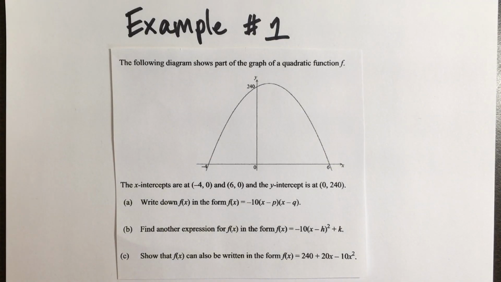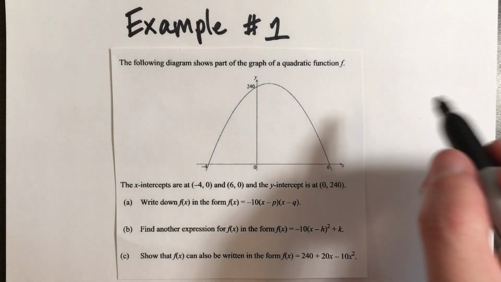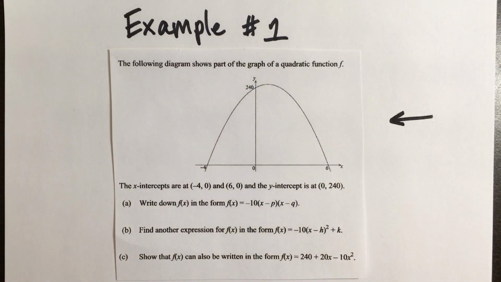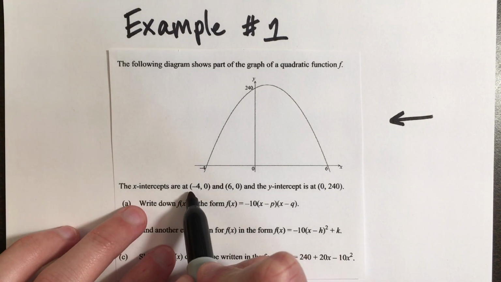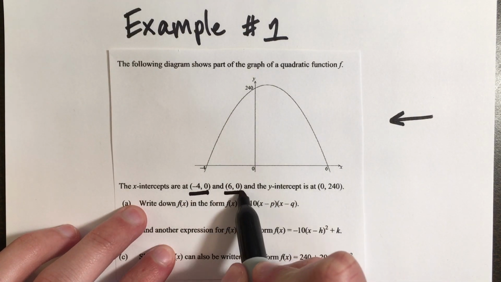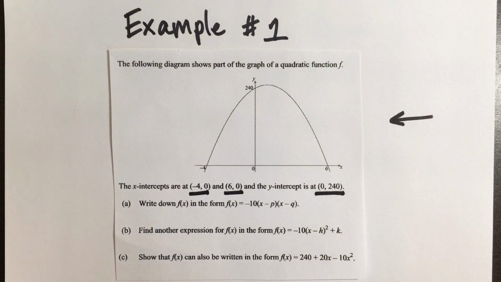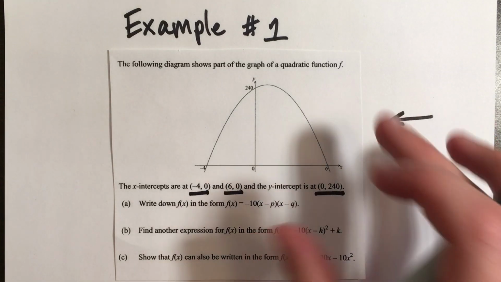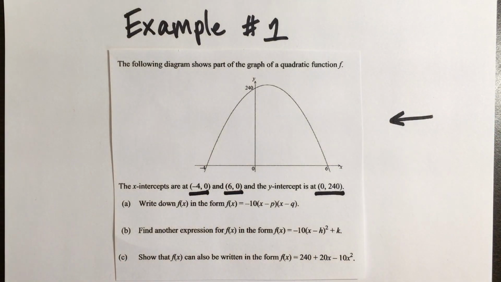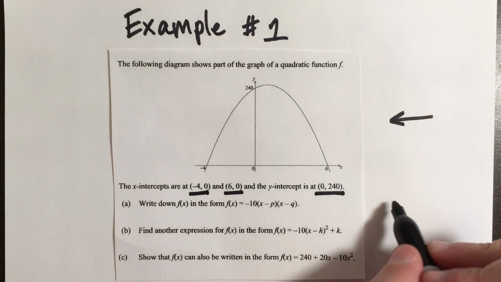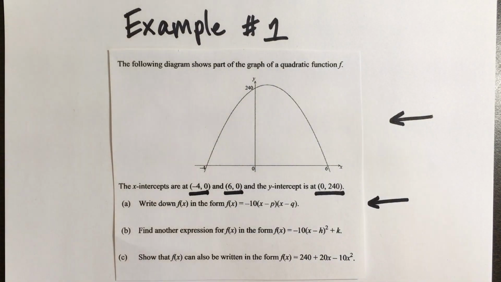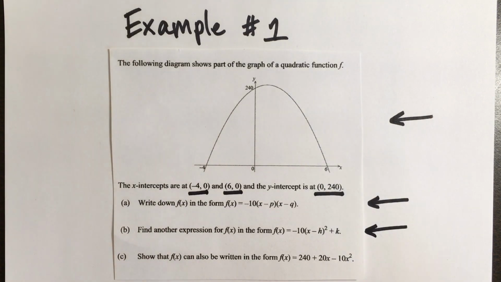So for this first example problem that we're going to be working through today, we have a graph of a quadratic function pictured right here. And so the information it tells us is that the x-intercepts are (-4, 0), (6, 0), and the y-intercept is (0, 240). And so this problem is asking us to write down, using the information that we're given with the graph and the description, the function in factored form, which is the first problem, vertex form, which is the second problem, and then finally standard or general form in the final portion of the problem.